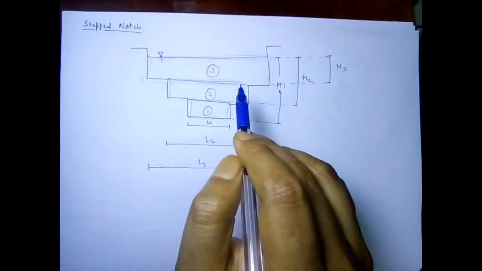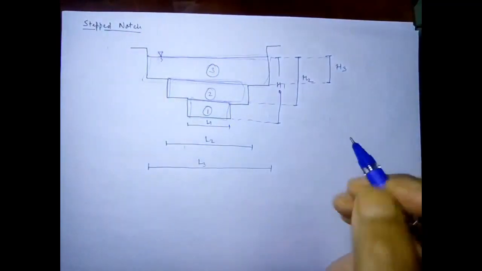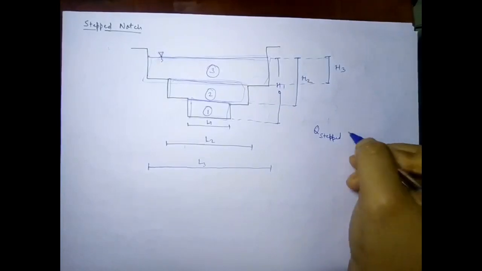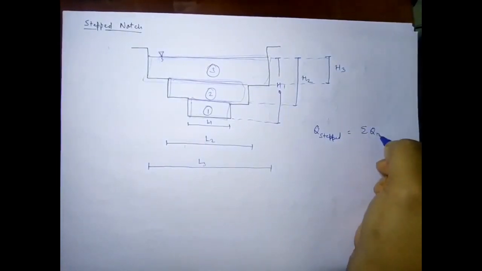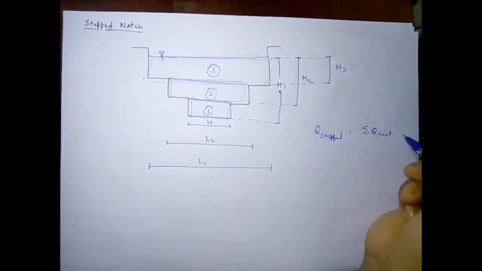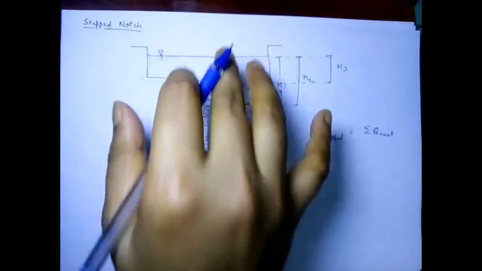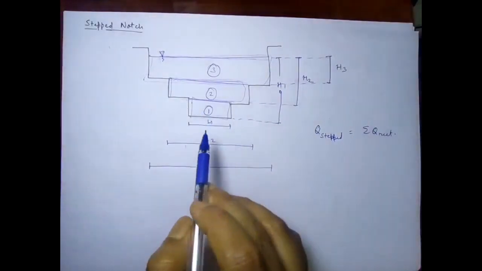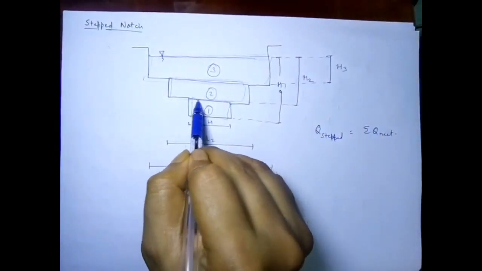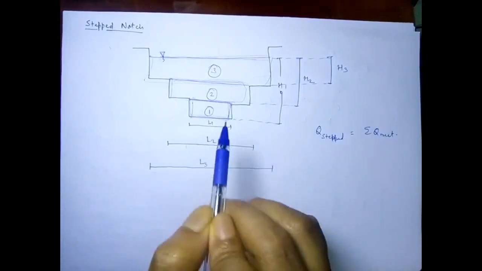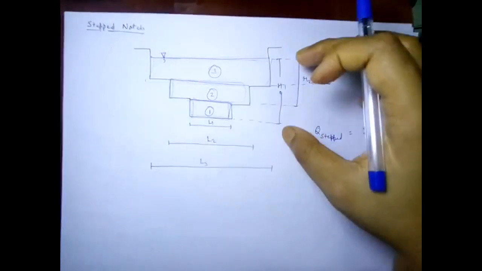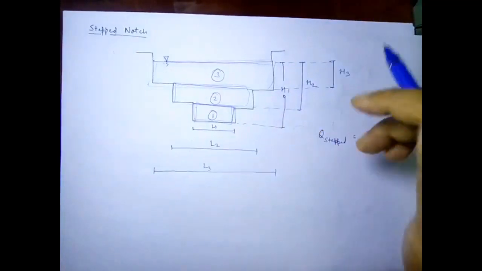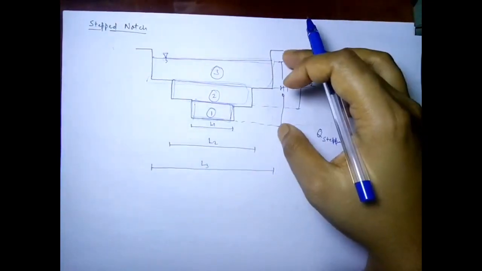So in other words, you can say that the discharge through a stepped notch is summation of the discharge through the rectangular notches which it is comprised of, right? So just now again note the dimensions. Suppose the bottommost section 1, the length is L1 and the bottom part is at the depth of h1.